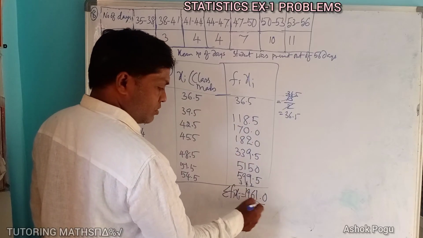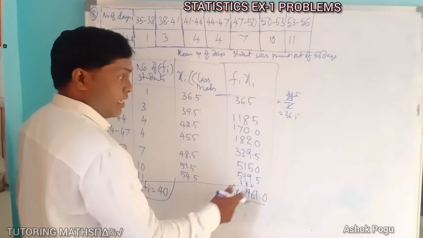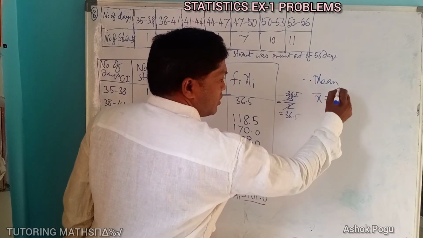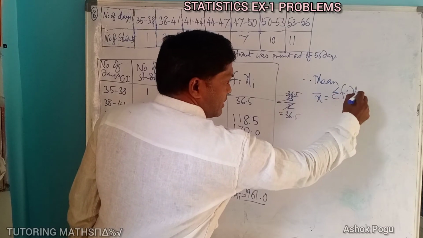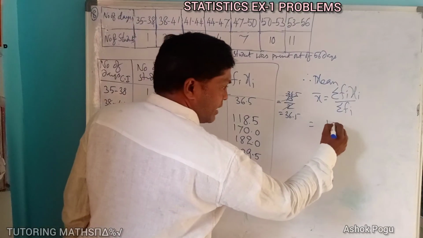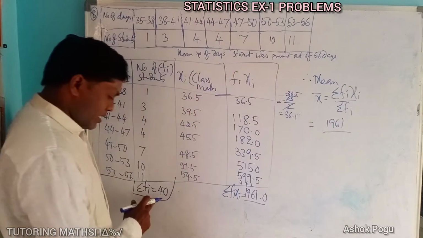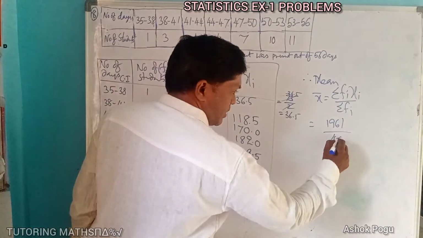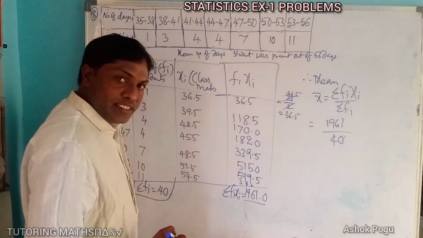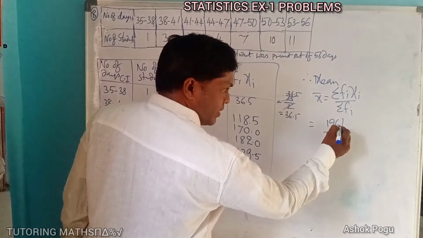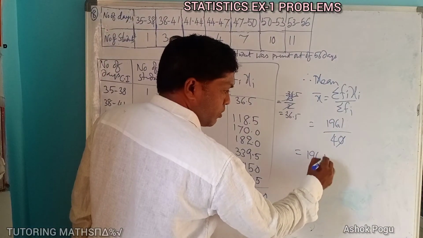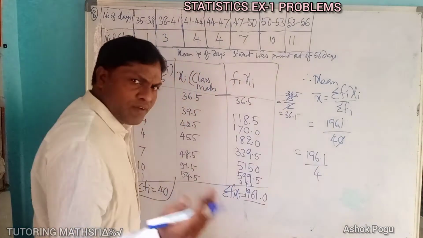So finally we have got 1961. Therefore the mean, that is x bar, is equal to sigma fi xi by sigma fi. What is sigma fi xi? That is 1961 whole divided by 40. Just you know that when the decimal place gets cancelled, if you cancel the decimal place, we get one decimal point. So we get 196.1 by 4. Directly you check by 4 table.